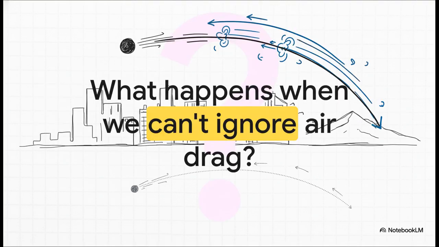So we have absolutely mastered the ideal case. But remember, our entire solution was built on one crucial assumption, that we could ignore air drag. So that leaves us with one final, very important question to think about. What happens in the real world when we can't ignore it? How does that change everything we just derived?